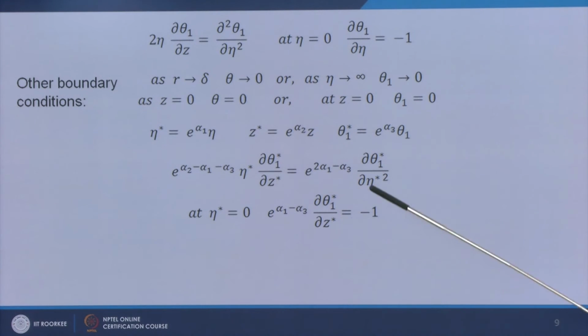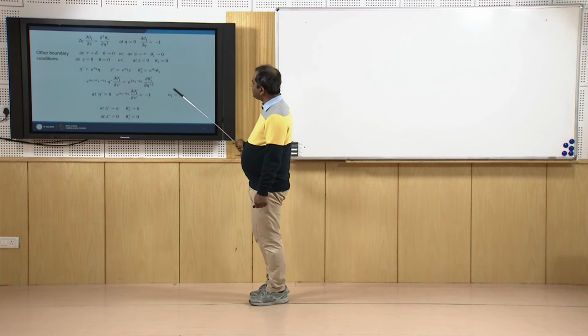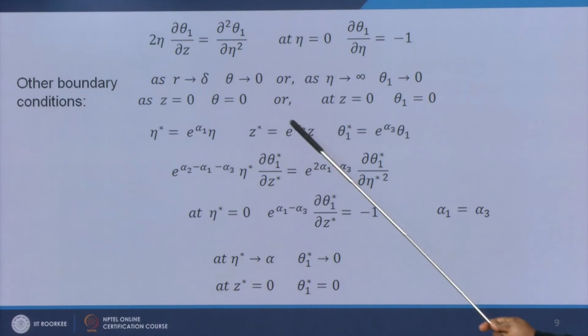Now, this is the equation and this is the boundary condition. From here we can easily tell that if we take alpha 1 equals to alpha 3, then this boundary condition becomes very simplified. And the other boundary conditions, at eta tends to infinity and z equals to 0, remain as usual: theta 1 star tends to 0 and theta 1 star equals to 0. So, one relationship between the constants alpha 1, alpha 2 and alpha 3 we have already obtained from the boundary condition: alpha 1 equals to alpha 3.